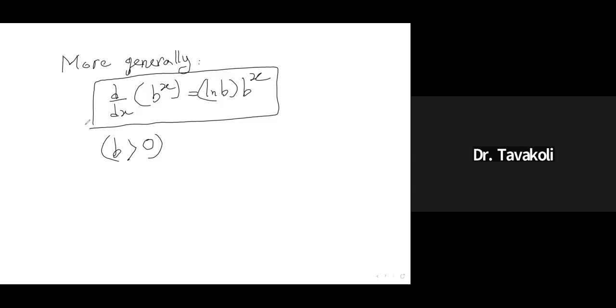So if in a problem you see the derivative of a number to the variable, you know by this formula how to find this. For example, if you want the derivative of 2 to the power of x, now you can find this easily. If you remember that general formula, the answer is ln of 2 times 2 to the power of x.